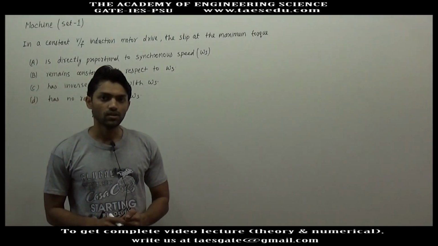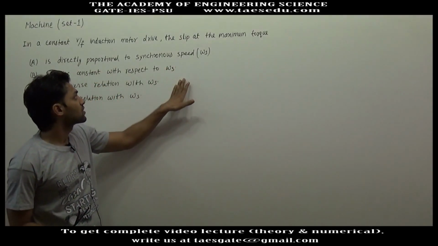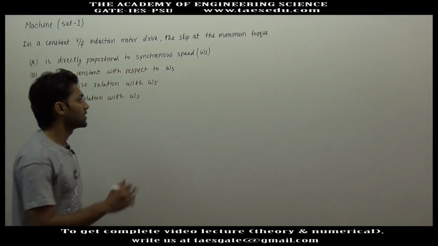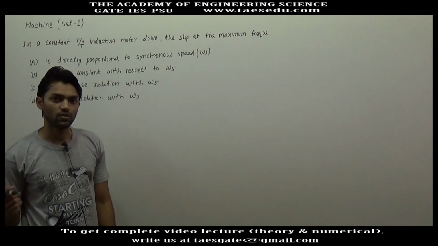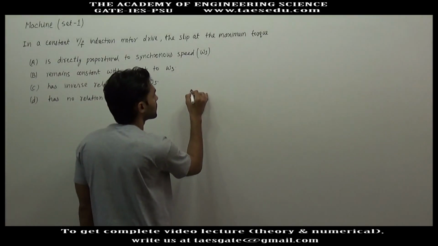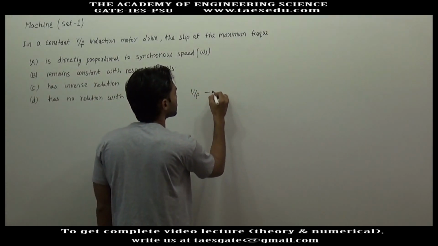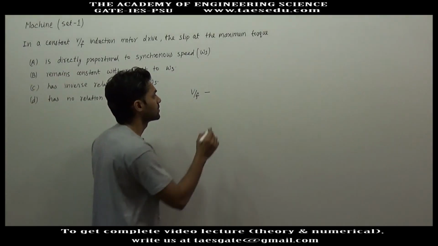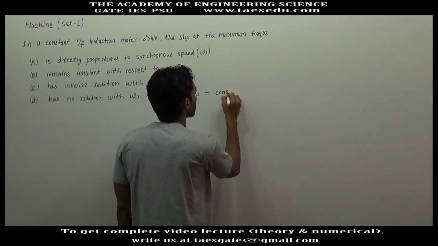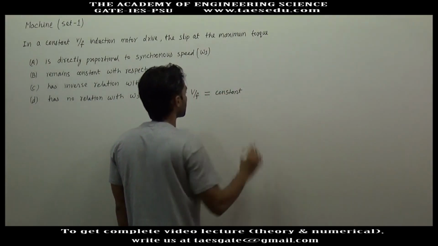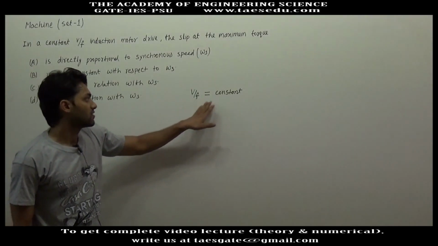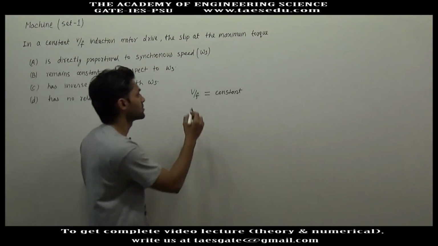This question is about slip at the maximum torque in a V by F induction motor drive. In an induction motor, in speed control we have studied that V by F is the constant flux method. When V by F is constant, voltage and frequency are varied such that V by F is constant, and this is a method of speed control.